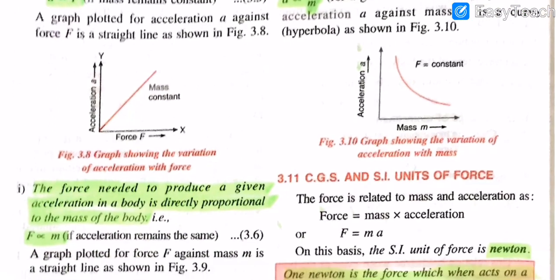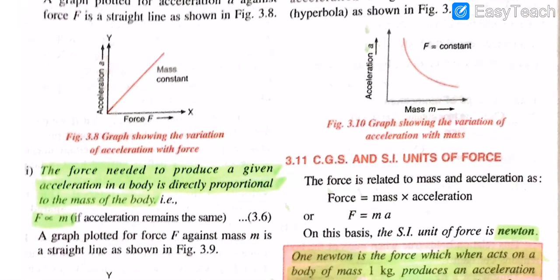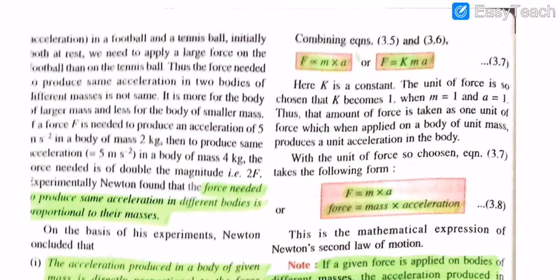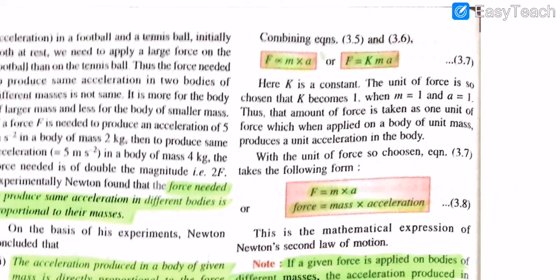And the second one: the force needed to produce a given acceleration in a body is directly proportional to the mass. That means force is also directly proportional to mass. So if acceleration remains the same, this would be your graph. Okay? And combining the equations, force is directly proportional to m into a, or F equals k m a.